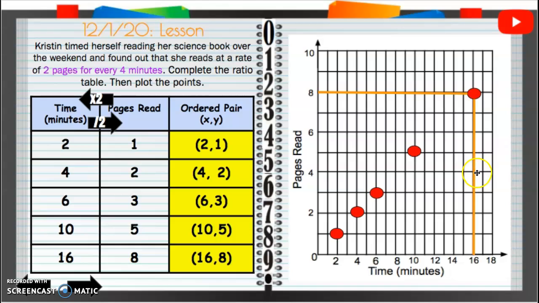If you draw that line straight down, you can say, oh, perfect, we're at that 16 minutes for 8 pages. And that's going to be it for our lesson. Great job.